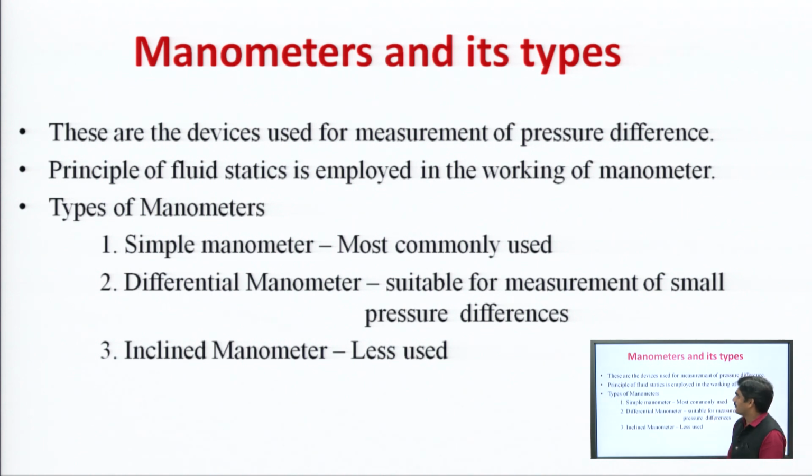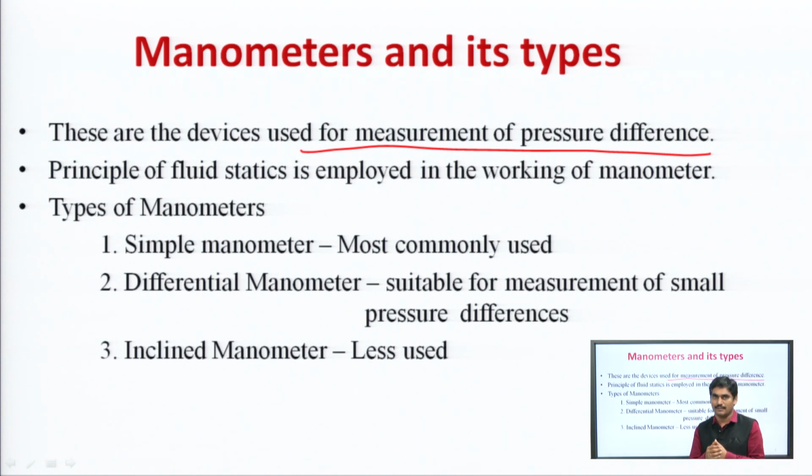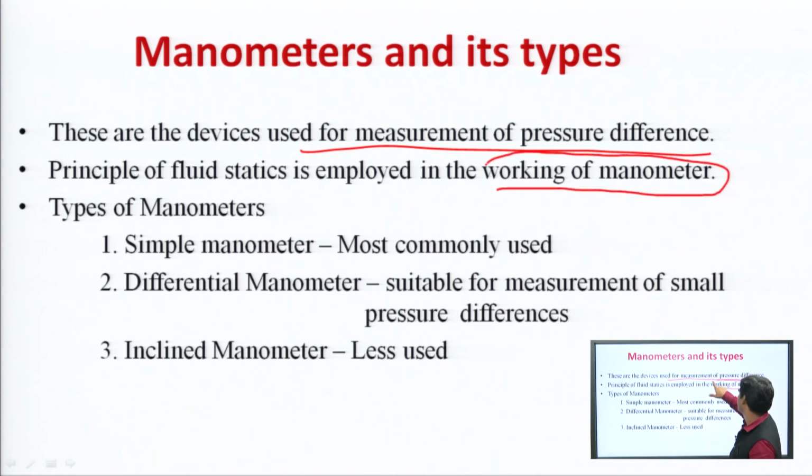So what is a manometer? Manometer is a device that is used for the measurement of pressure difference. When we have to measure a pressure difference of a fluid flowing in a pipe, the instrument used for measuring pressure difference is called a manometer. Fluid static principle is employed in the working of manometers, not dynamic.